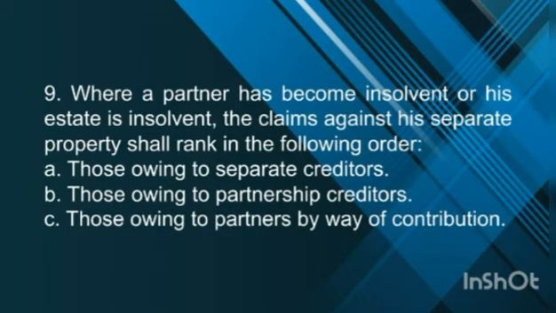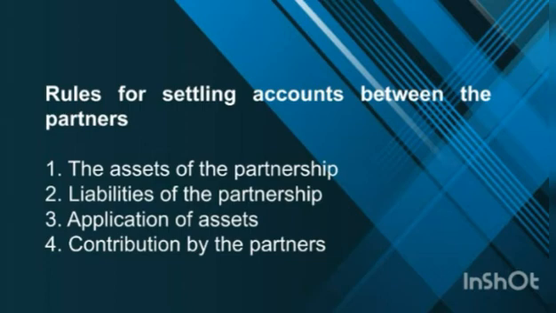9. Separating property when a partner is insolvent, it must rank in the following order. A. Those owing to separate creditors. B. Those owing to partnership creditors. C. Those owing to partners by way of contribution. If the partner is unable to pay debts, he or she can separate properties but must follow the ranking in the following order. These are the rules for settling accounts between the partners.